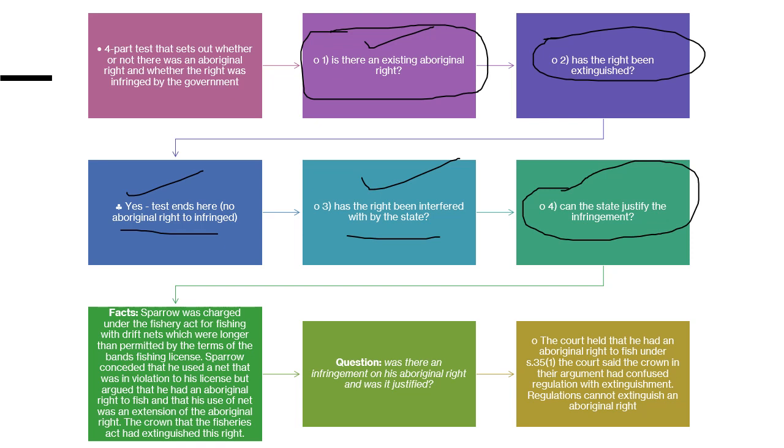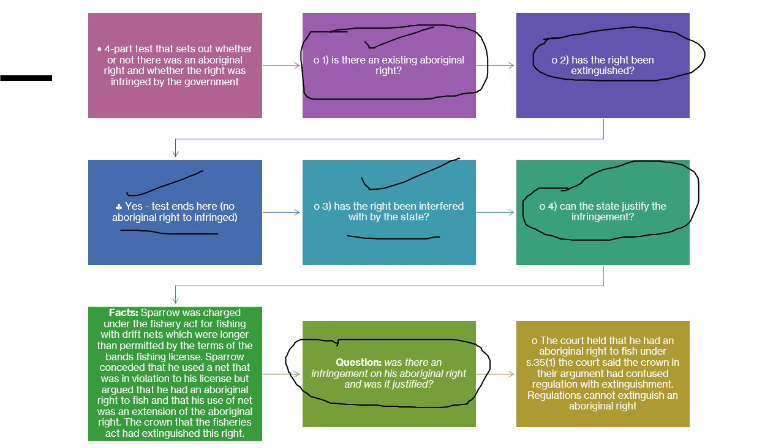So what were the facts? In this case, Sparrow was charged under the Fishery Act for fishing with a drift net, which was no longer permitted by the terms of his fishing license. Sparrow conceded that he used a net in violation of his license, but argued that he had an aboriginal right to fish and that his use of the net was an extension of that right. Sparrow said this is my aboriginal right to fish; this was how I have been fishing throughout. The Crown said that the Fishery Act has extinguished this right. So the question is, was there an infringement on his aboriginal right and was it justified?